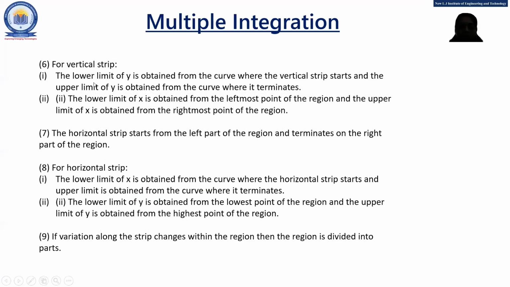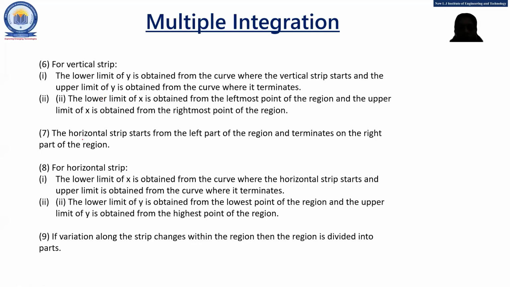For a vertical strip, the lower limit of y is obtained from the curve where the vertical strip starts, and the upper limit of y is obtained from the curve where it terminates. The lower limit of x is obtained from the leftmost point of the region, and the upper limit of x is obtained from the rightmost point of the region. This is for the vertical strip.